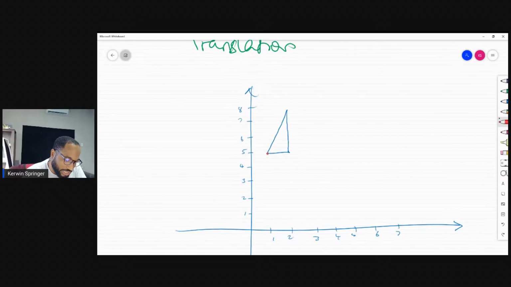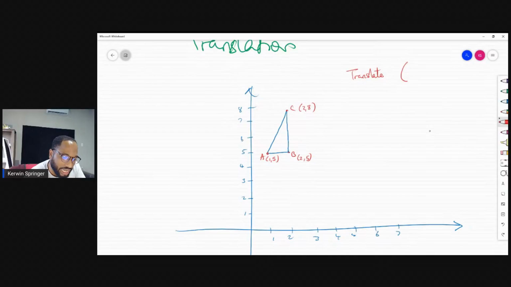So what is this point? Let's say this is A, B, C. This is 1, 5. This is 2, 5. This is 2, 8. And let's say we want to translate this. With translation, you normally interpret it using vectors. But you could talk about it without using vectors, I'll show you.